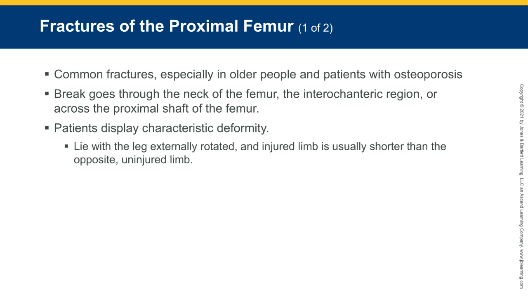Proximal femur fractures are common in older adults and individuals with osteoporosis. The fracture occurs in one of three locations: the femoral neck, the intertrochanteric region, or the proximal femoral shaft. Patients typically present with the injured leg shortened and externally rotated, indicating a high likelihood of a femoral fracture.